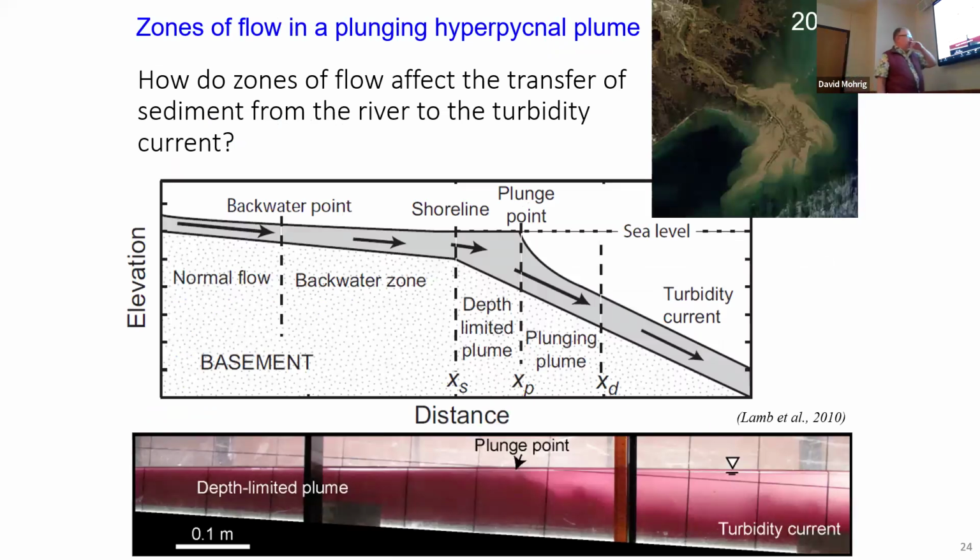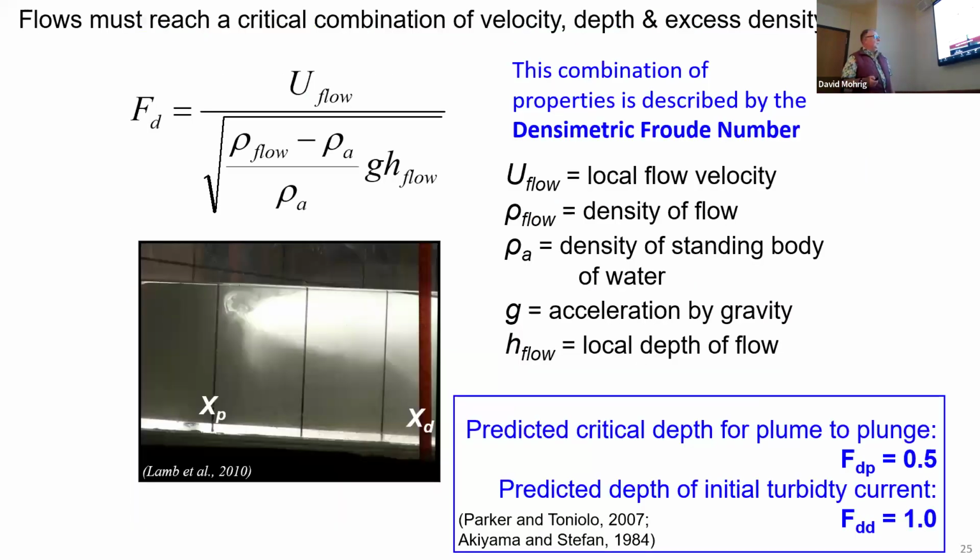So we had a model and we wanted to test it, and so we ran some experiments, and this is the depth limited plume part. Here's the plunging point. You can see it plunging down now here as a turbidity current. And what we rediscovered was what engineers had known for a long time, who study sedimentation in reservoirs. Hyperpycnal flows are incredibly common, these plunging flows, in terms of sedimenting reservoirs. So they had done a lot of work on this.